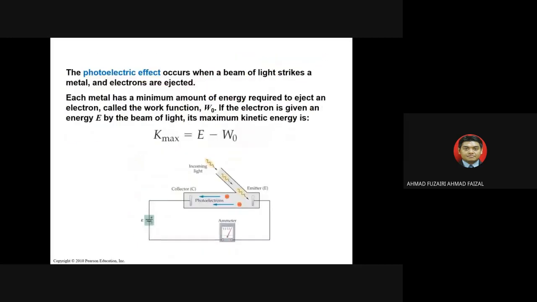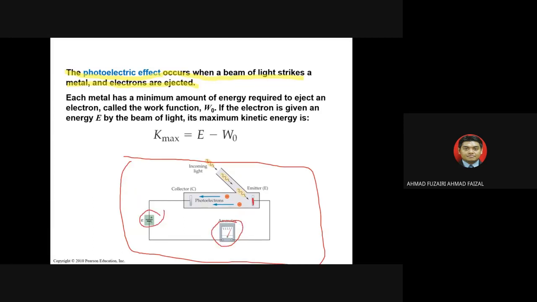The photoelectric effect, where Einstein got his Nobel Prize, occurs when a beam of light strikes a metal and electrons are ejected. If you look at this experimental setup, you will notice that there is a battery, a meter to read the current value, and there is an emitter and a collector here. But there is no wire connecting the collector to the emitter. So there is no way for current to flow because there is no wire connecting them. So let me erase this.